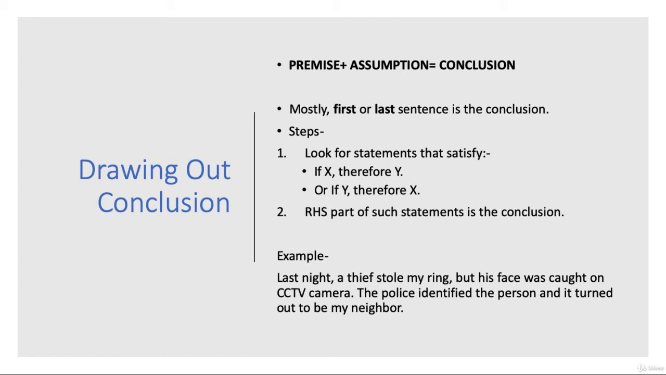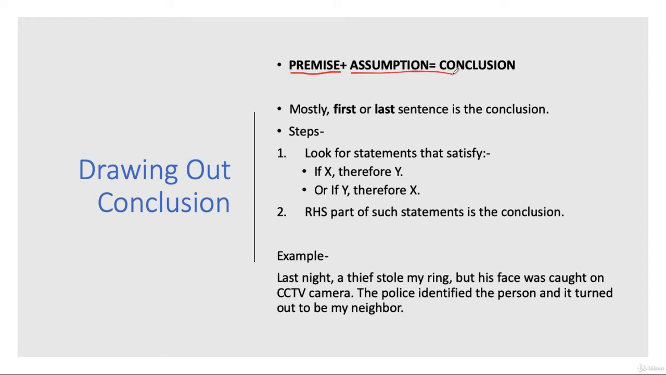To start off with the basics, every statement given in a critical reasoning problem consists of a premise, that is the argument stated, as well as an assumption. This assumption could be directly stated inside the statement or can be indirectly inferred from the argument. We can take one example to understand how this premise plus assumption thing works.